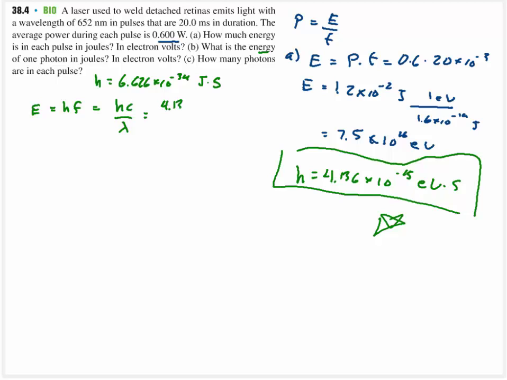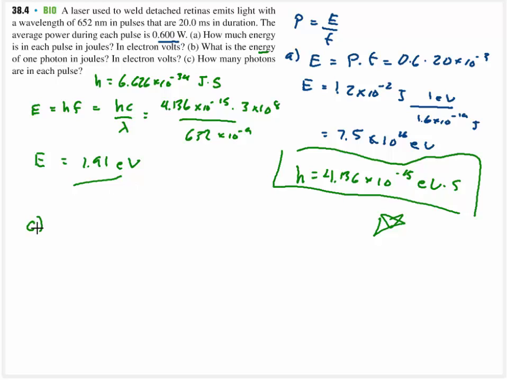So 4.136 times 10 to the minus 15th multiplied by the speed of light, 3 times 10 to the 8th, divided by the wavelength, 652 times 10 to the minus 9th. And we're going to get the energy for one photon to be equal to 1.91 eV, and I'll let you convert that to joules for practice.